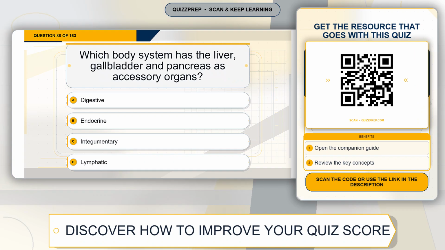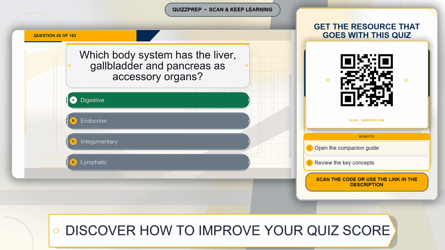Question 88. Which body system has the liver, gallbladder and pancreas as accessory organs? Option A, digestive. Option B, endocrine. Option C, integumentary. Option D, lymphatic. The correct answer is option A, digestive.